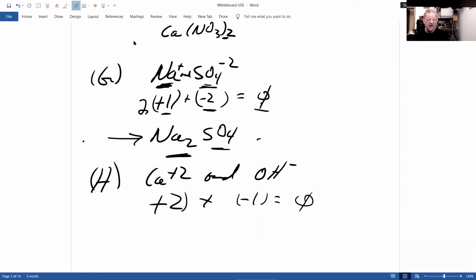So how do we do that? We can't change the charges, but you can change how many. If I have 2, this would be a +2. 2 times -1 is a -2. That now adds up to 0. So what does that tell me? I have 1 calcium. And now since I have a polyatomic ion, I need more than 1. I'll put it in a bracket. How many do I need? 2. So I do that. And that's the chemical formula for calcium hydroxide.